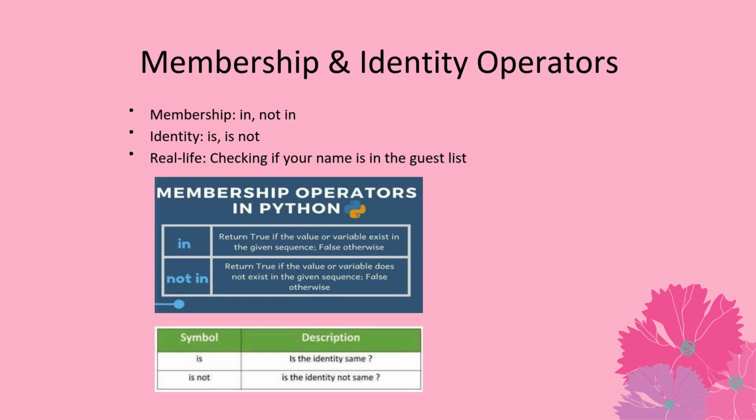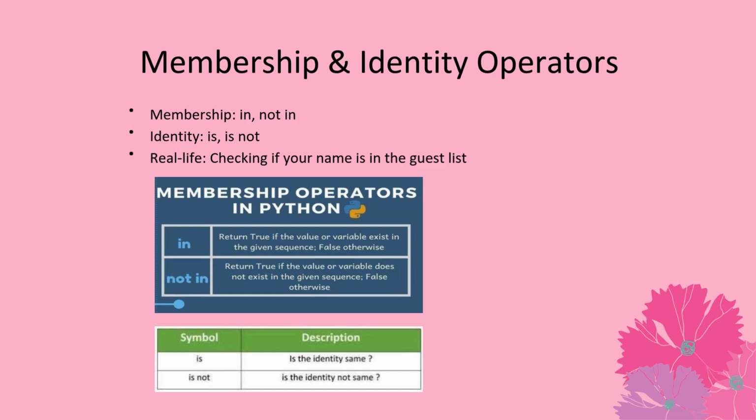For example, if you say a = [1, 2, 3], and then say b = a, both a and b refer to the same list. So a is b will return true. Even though they look like two different names, they point to the same object. The is not operator returns true if the variables do not point to the same memory location, even if their content might look the same.